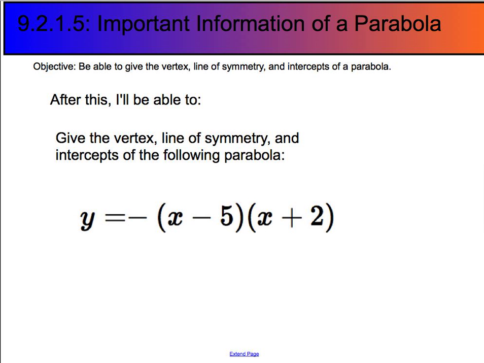Welcome. This video is about how to find important pieces of information from the equation of a parabola. And in this one, we're doing it from factored form. As you can see, this example parabola has two parentheses. It's already been factored into those two separate parentheses. So that makes some things easier, some things harder, but we'll take a look at this.